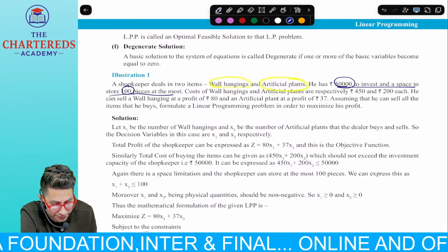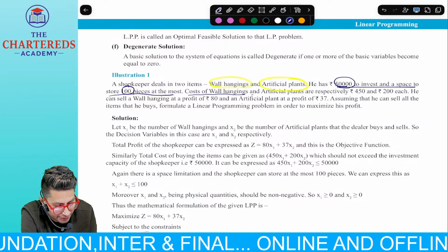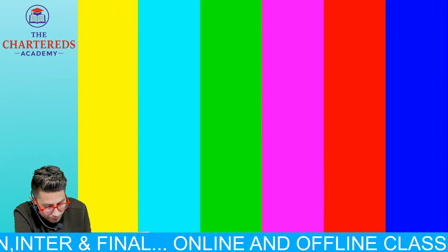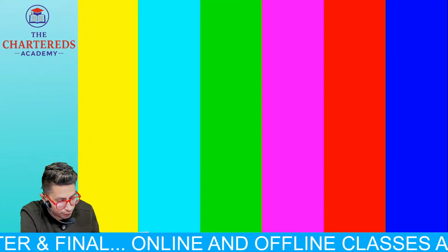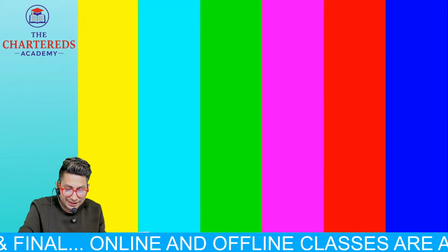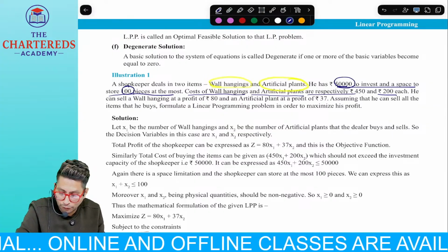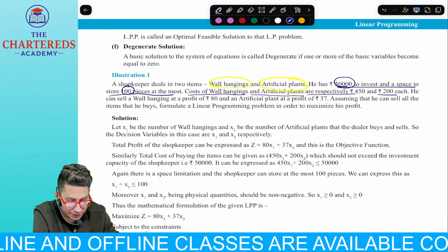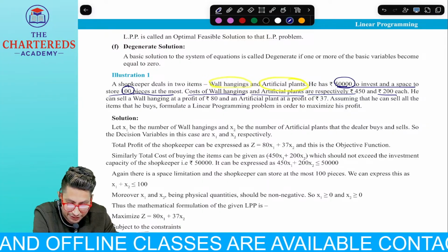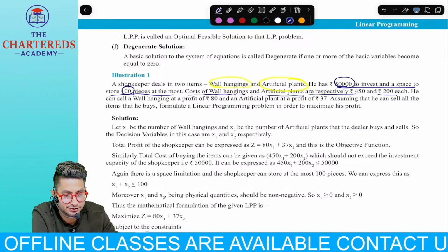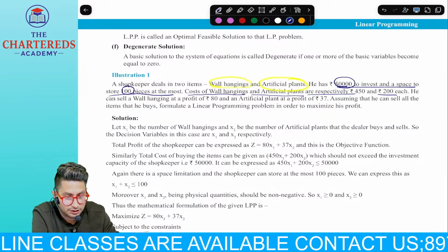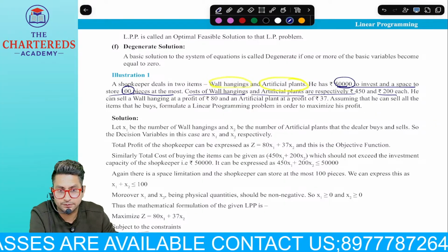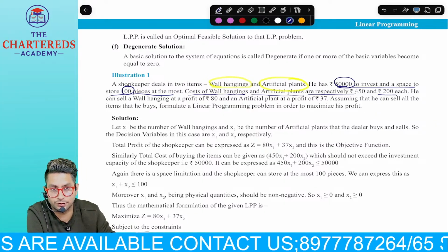These are constraints. Cost of wall hanging and artificial plant is how much? 450 and 200 each. Can sell a wall hanging for a profit of how much? 80. An artificial plant, what is the profit? 37. Assuming that he can sell all the items that he buys. Formulate a linear programming problem in order to maximize his profit. So this is just a formulation problem.